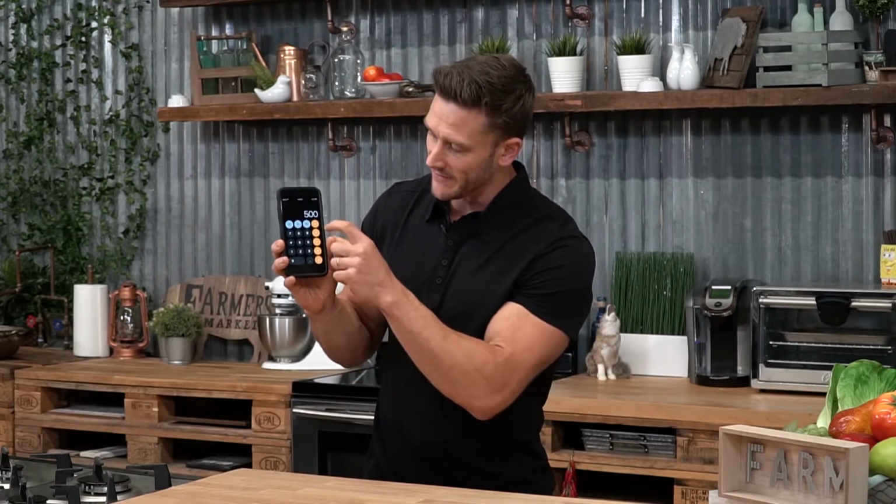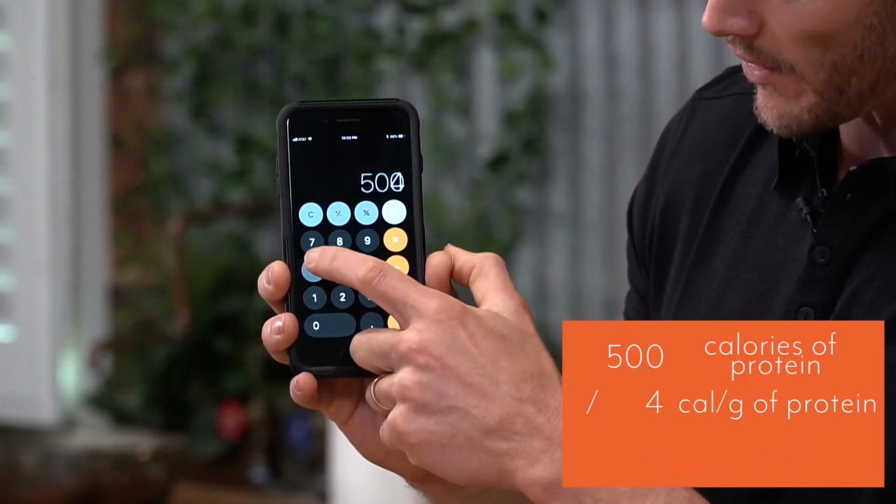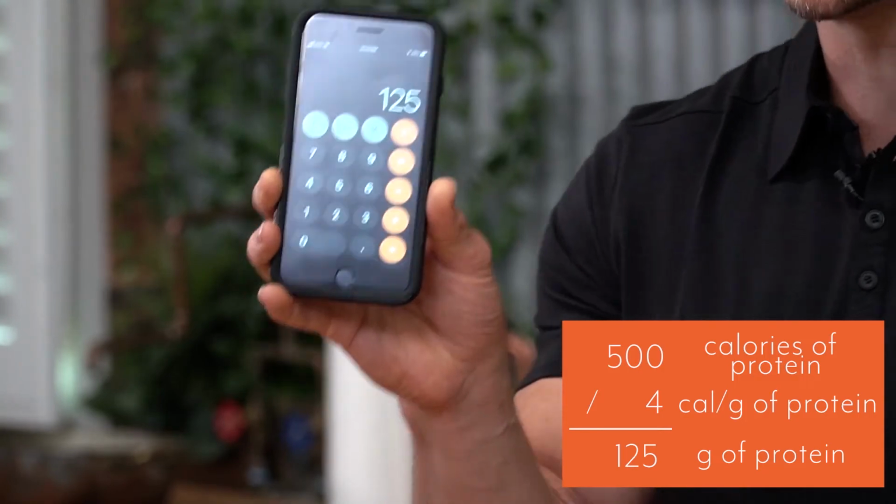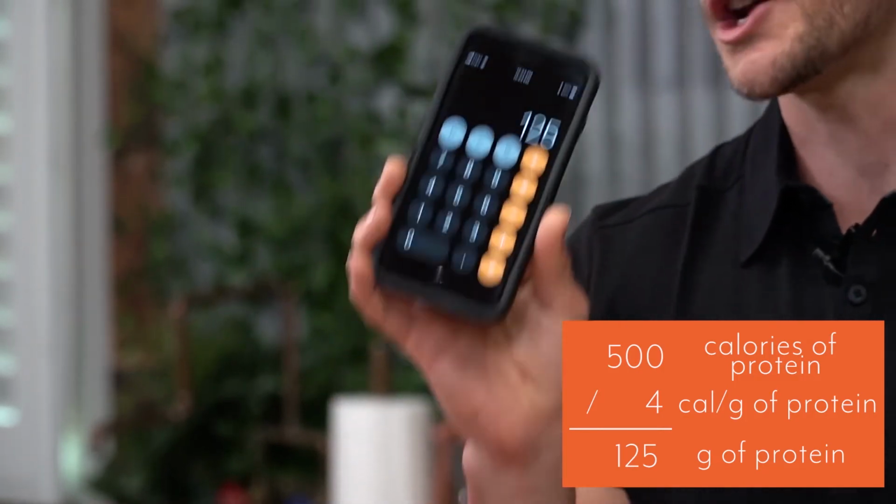Okay? Super simple, but we still don't know how much protein that is. But what we do know is that protein contains 4 calories per gram. So we divide 500 by 4. 125. We need to eat 125 grams of protein. So now we know we need to eat 155 grams of fat, we need to eat 125 grams of protein.